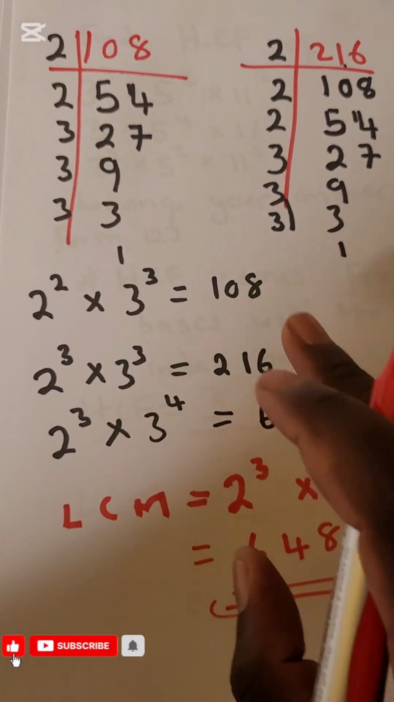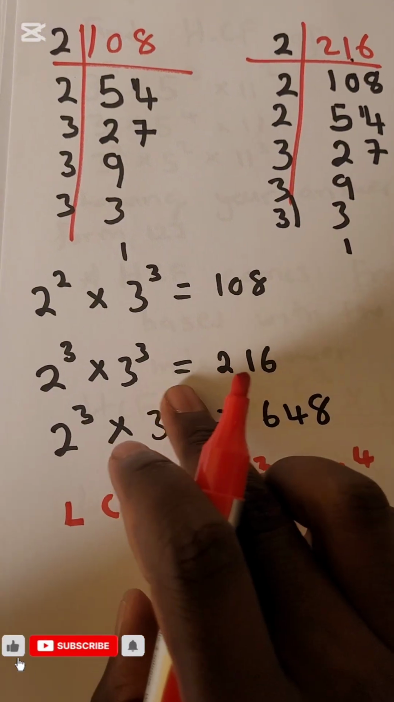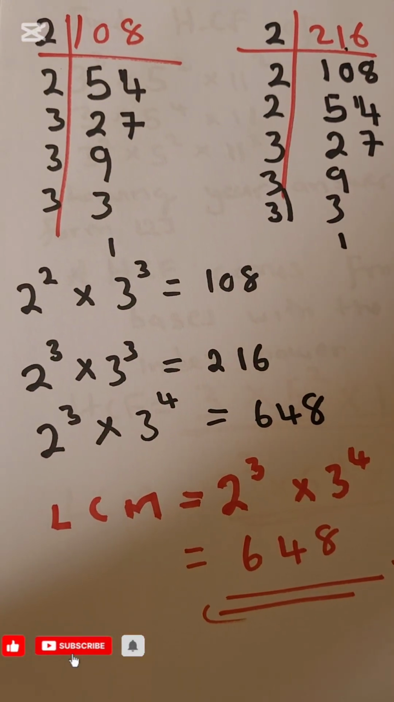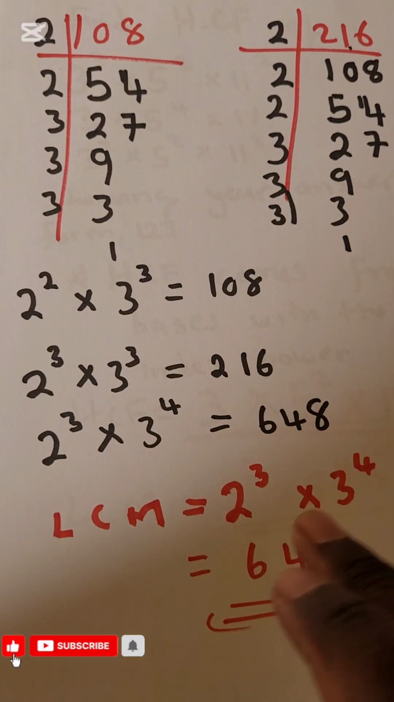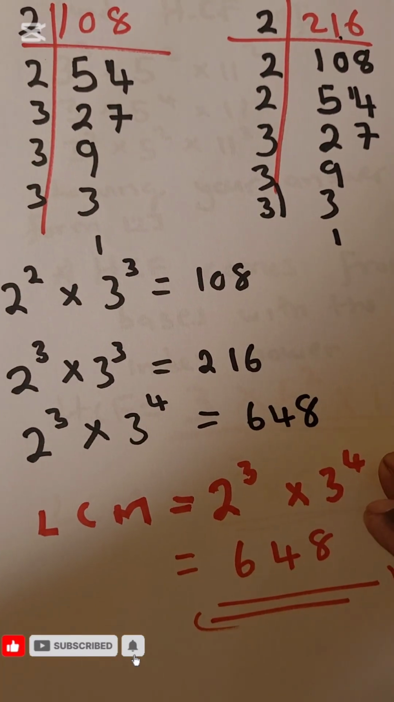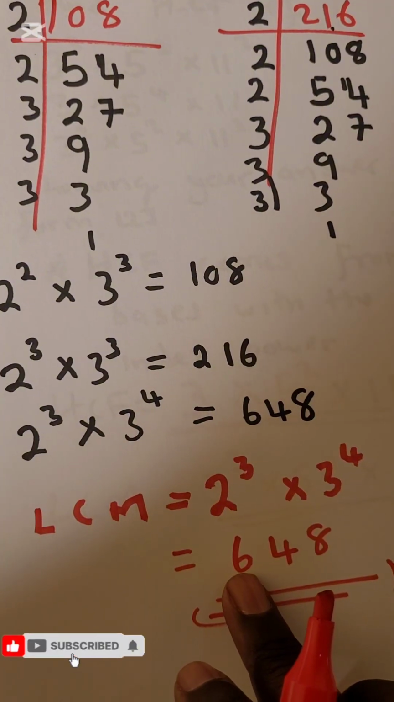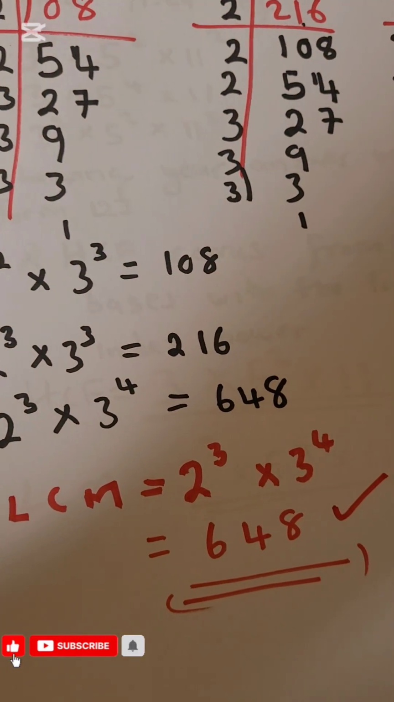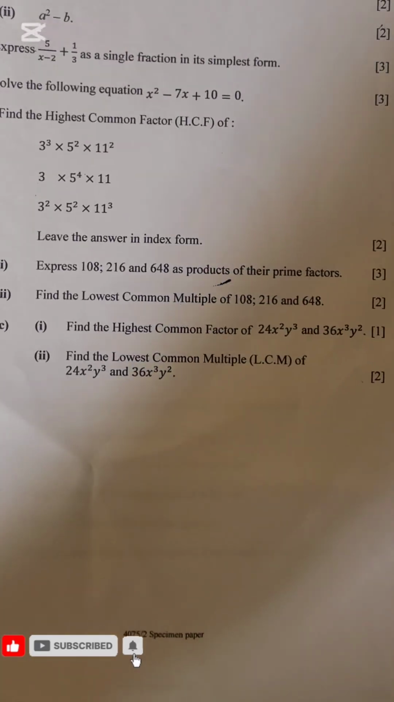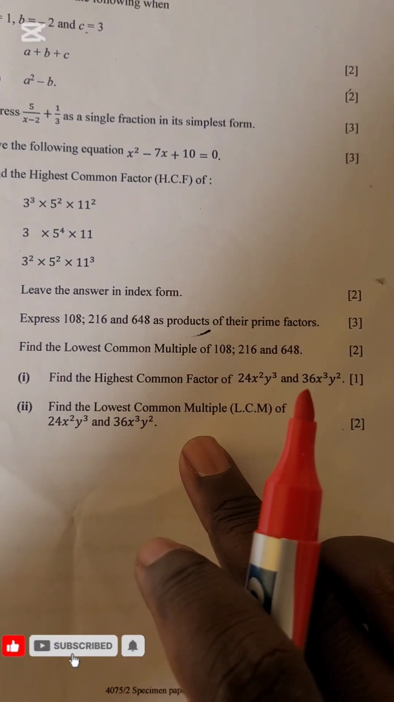LCM comes from all bases with the highest power. 2 with the highest power is 2 to the power of 3, 3 with the highest power is 3 to the power of 4. So 2 to the power of 3 is 8, then 3 to the power of 4 is 81. So 8 times 81, we get 648. That's our LCM.